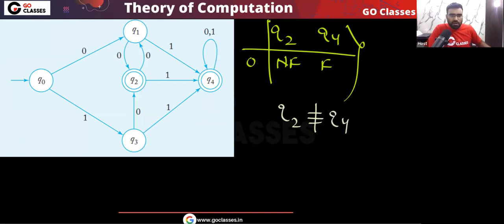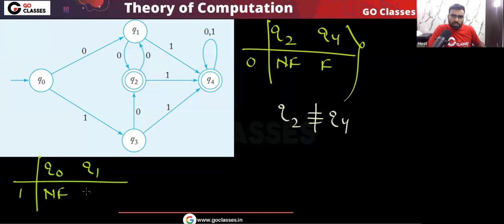Okay. So you cannot merge them. Is this clear? Okay. What about Q0, Q1? Tell me, what about Q0, Q1? You can see on string 1, Q0 is going to non-final, Q1 is going to final. So they are also not equivalent. Q0 is also not equivalent to Q1.